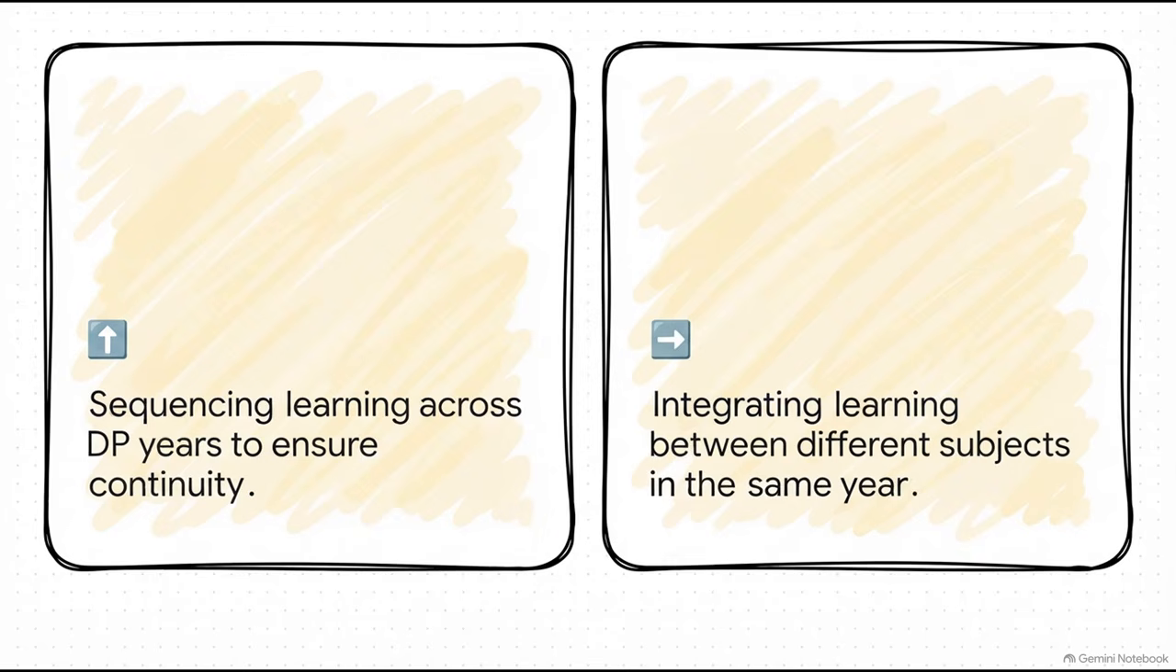Vertical articulation is all about time and progression. This is where teachers of the same subject group engage with each other to sequence learning across the DP years, making sure that what happens in year 1 perfectly tees up a student for year 2.